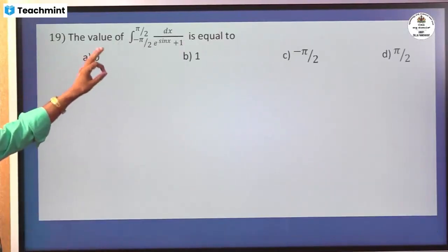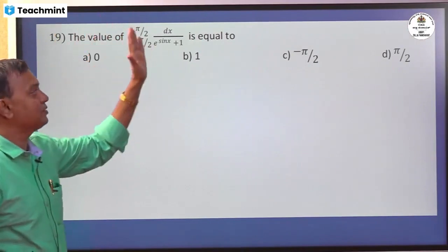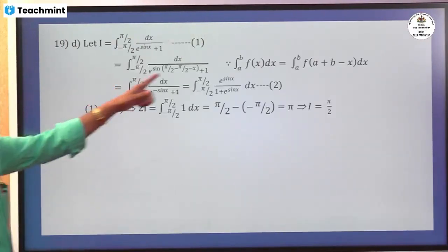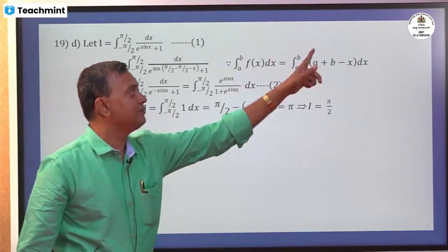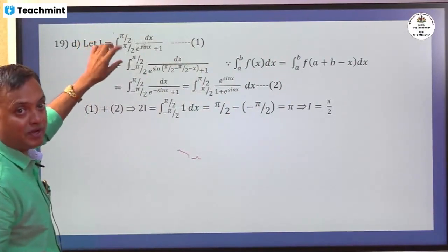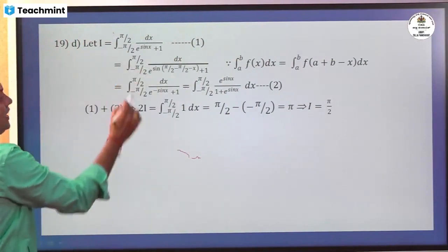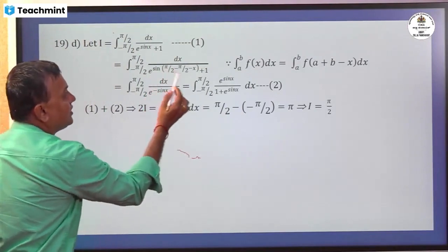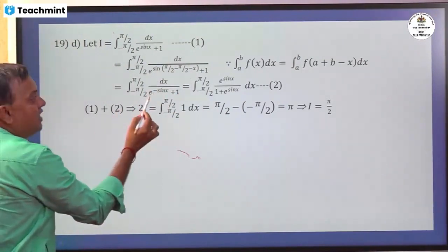Next. The value of integral from minus pi by 2 to pi by 2 dx by e power sin x plus 1 is equal to, so here integral from a to b f of x dx equals integral from a to b f of a plus b minus x dx. When you use this, here a plus b, pi by 2 minus pi by 2, adds to 0, but when you apply like this, I have already done it, integral from minus pi by 2 to pi by 2 dx by e power, this is sin of minus x. What is sin of minus x? Minus sin x.